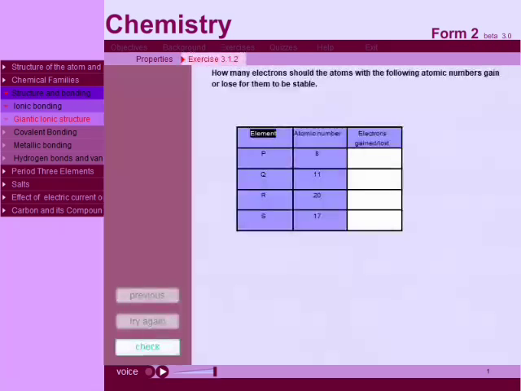How many electrons should the atoms with the following atomic numbers gain or lose for them to be stable?